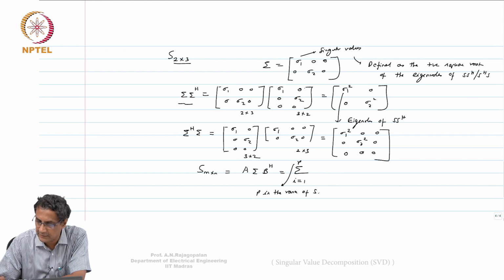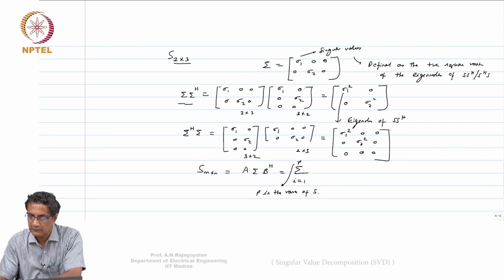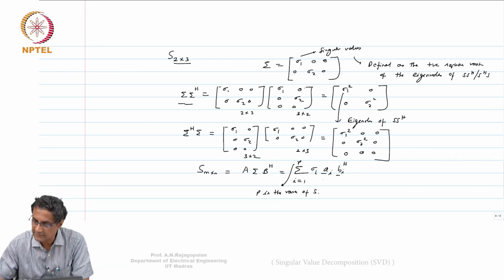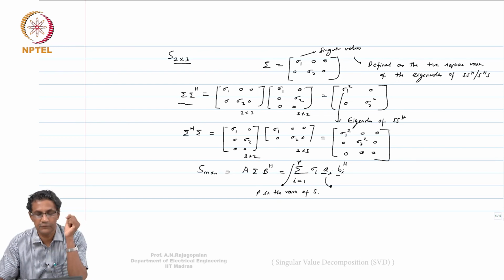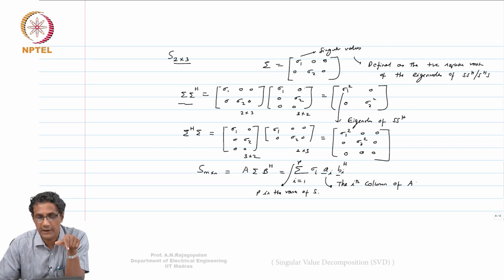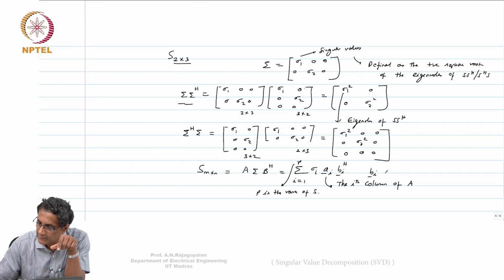Okay, if S is full rank, it will be the smaller of M or N, otherwise it can be less than that number. So, the sum over i equal to 1 to P of sigma i A i B i Hermitian. Okay, so A i is actually a vector now. This I am going to leave it to you. A i is the ith column of A, and B i is the ith column of B. I am not going to write B i Hermitian here.